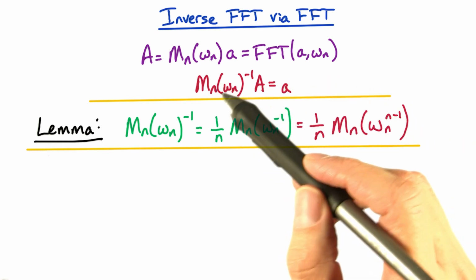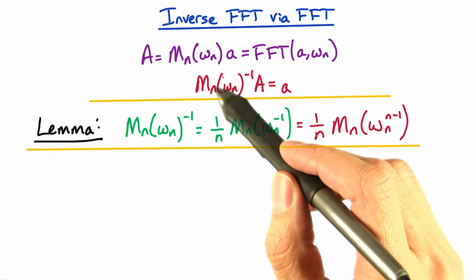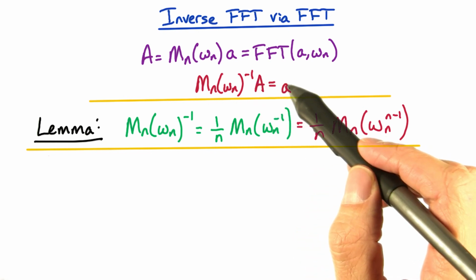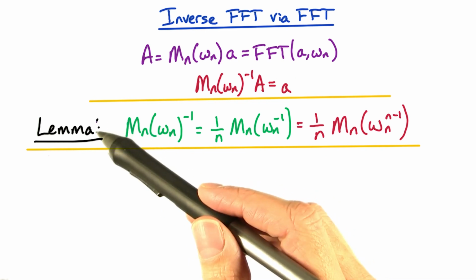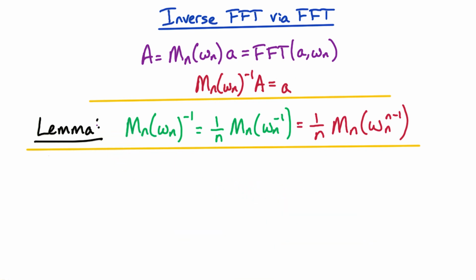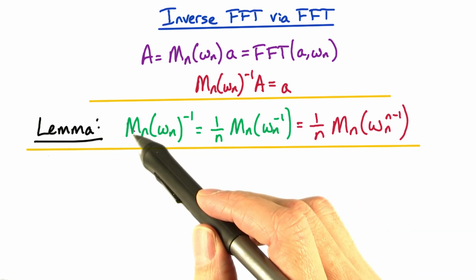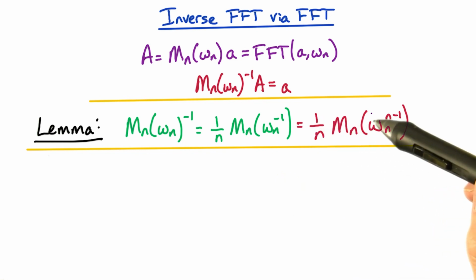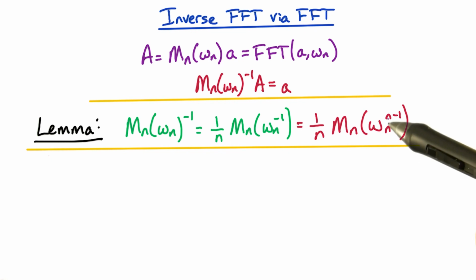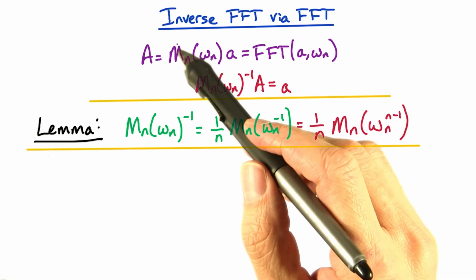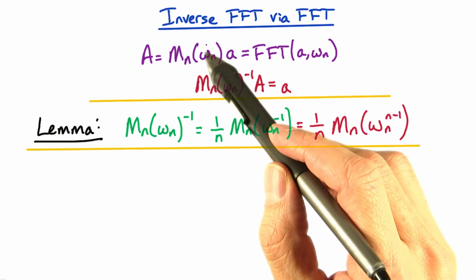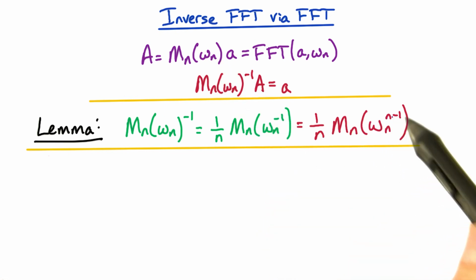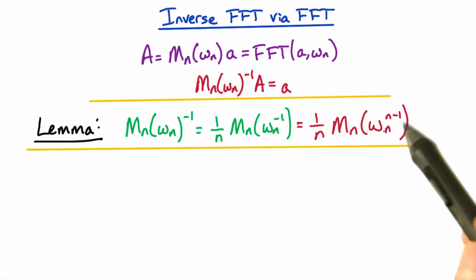So we want to compute the product of M inverse times capital A and get back the coefficient vector little a. Now we claim the following lemma, which we'll prove momentarily. The inverse of M is 1 over n times M of omega sub n to the n minus 1. So we take the same matrix, instead of parameterized by omega sub n, we parameterize it by omega sub n to the n minus 1, which is just a different root of unity.